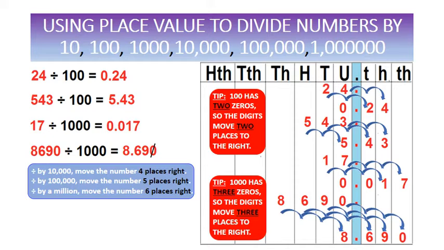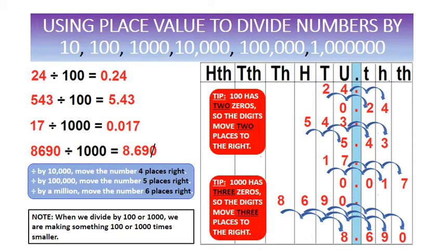So if we follow the same pattern, if we were to divide a number by 10,000, which has got 4 zeros, we would move the digits 4 places to the right, remembering of course to put any placeholders in. If we were to divide by 100,000, we would move the digits 5 places to the right, and if we were to divide by 1,000,000, we would move the number 6 places to the right because 1,000,000 has got 6 zeros. And once again, we need to be aware of the fact that when we're dividing by 100, we're making a number 100 times smaller, and when we divide by 1,000, we're making a number 1,000 times smaller.